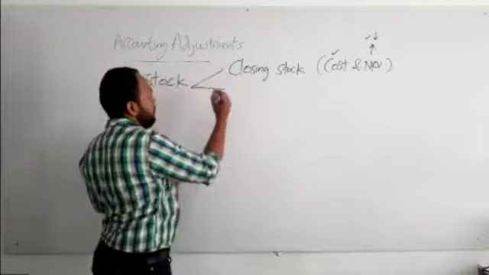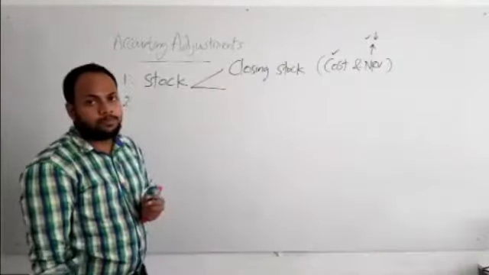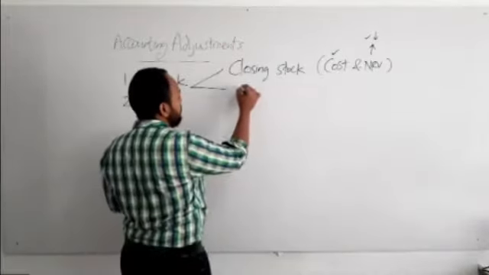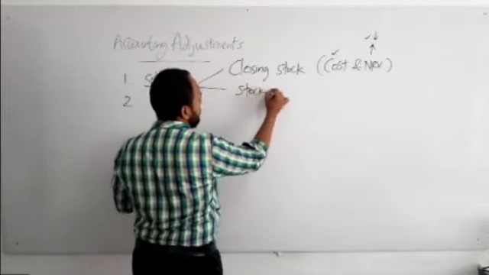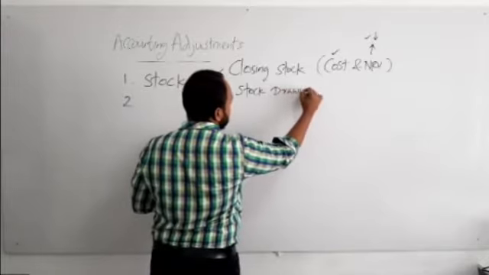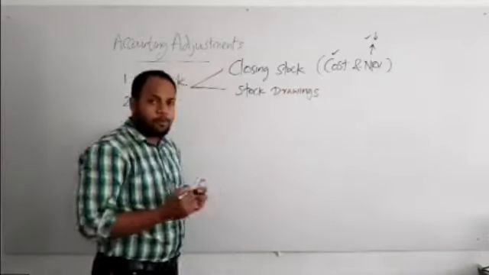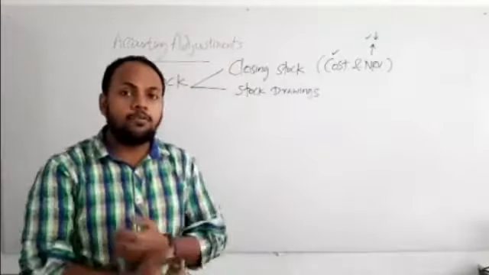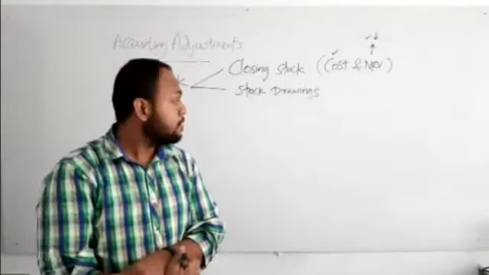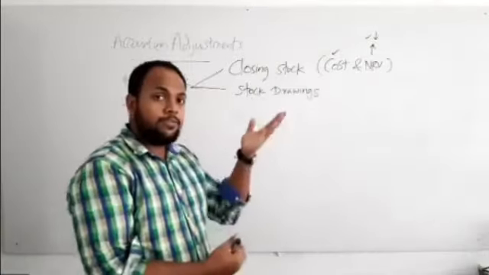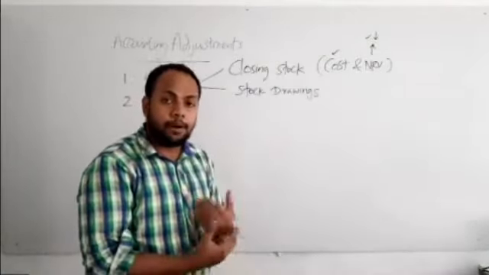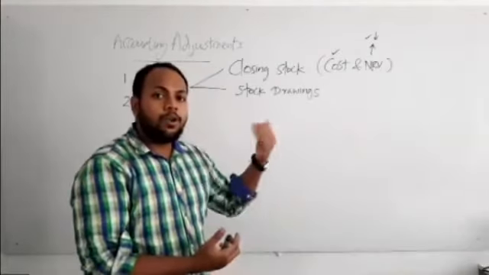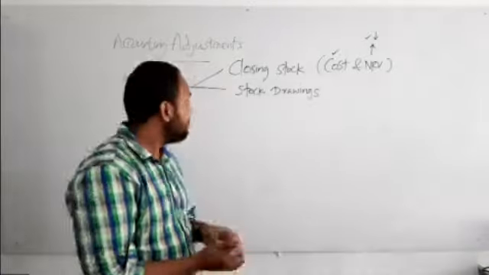Then there is another adjustment related to closing stock. We have stock drawings. In a sole proprietorship, we have stock drawings. The owner takes goods from the business. Double entry: we have to deduct from the purchases in the trading account. So trading account credit, drawings account debit.